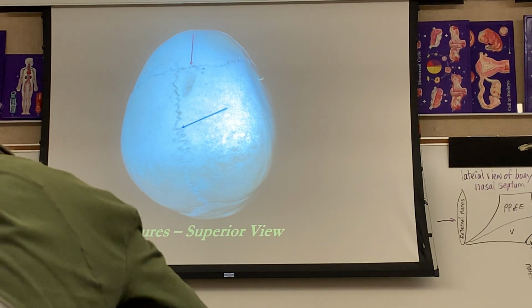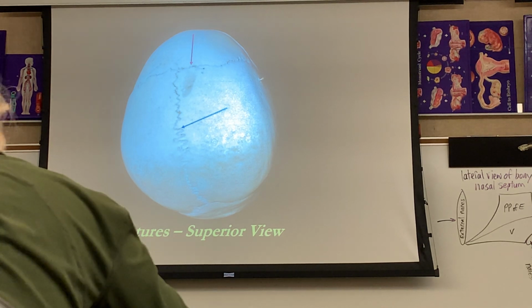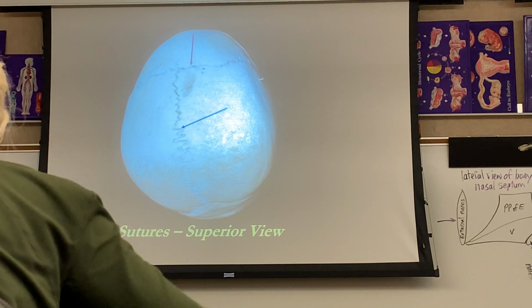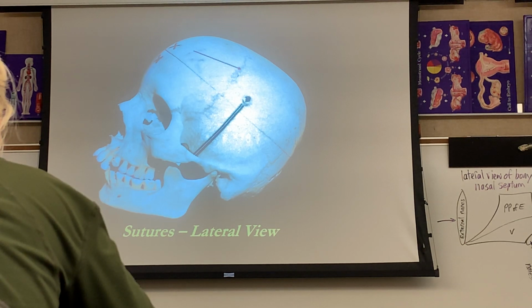And on the other side of the coronal suture is the frontal bone. A lot of these notes that I would make as a student just helped me to connect some dots. And the more dots I connected, the more I understood. And the more I understood, the less I had to memorize. There it is again. Frontal suture, you can see on the other side of that is the frontal bone.